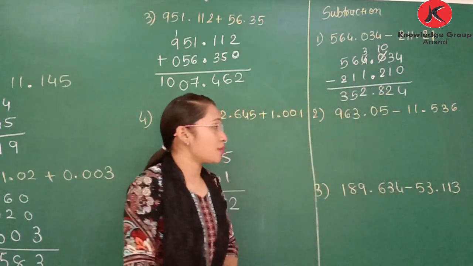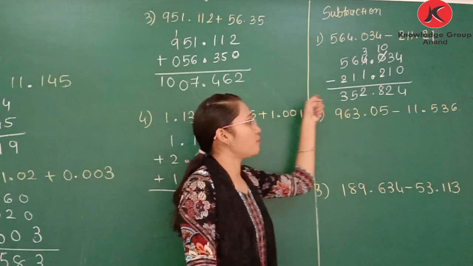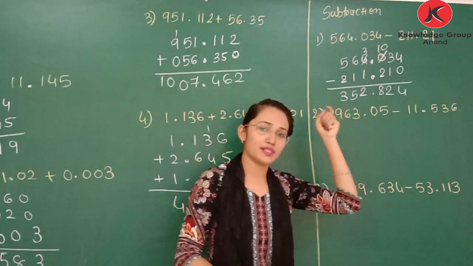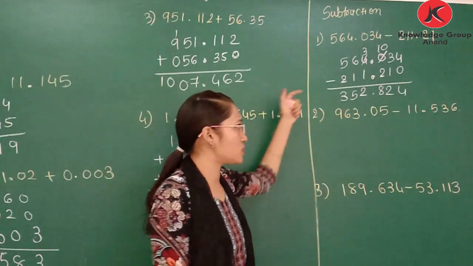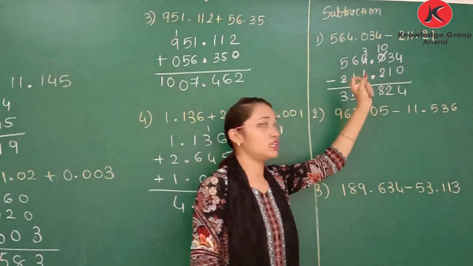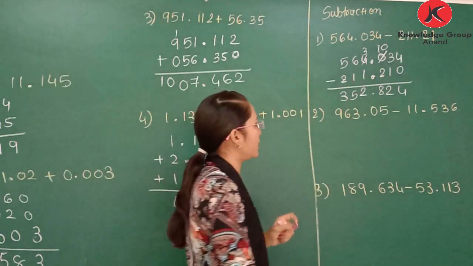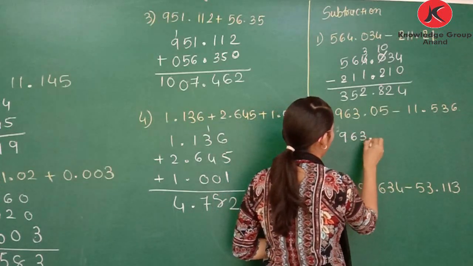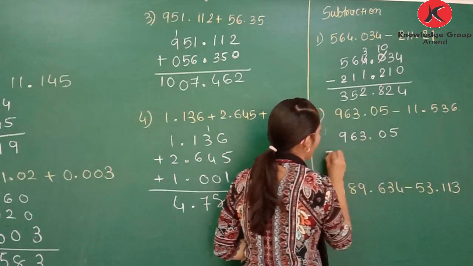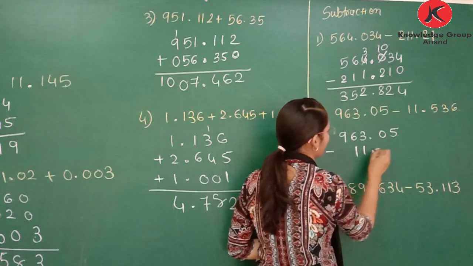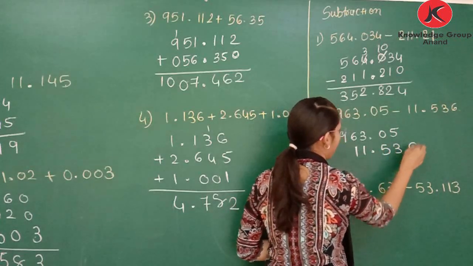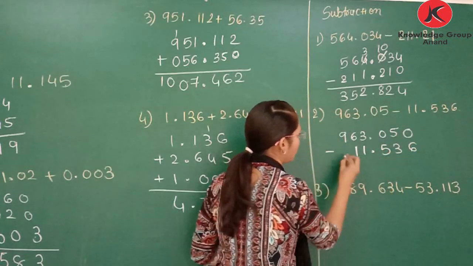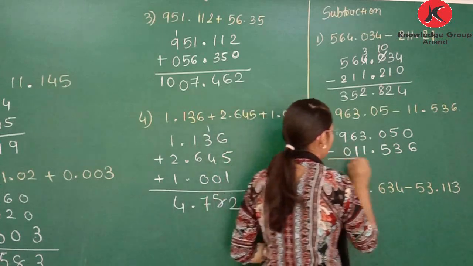Okay, remaining subtraction is the same, we perform the simple subtraction. Simple subtraction કરતા તા એવું જ કરવાનું છે, just decimal point ની નીચે decimal point આવવું જોઈએ. Next example, 963.05 minus 11.536. Now here no digits, so you can write 0. Here also you can write 0.